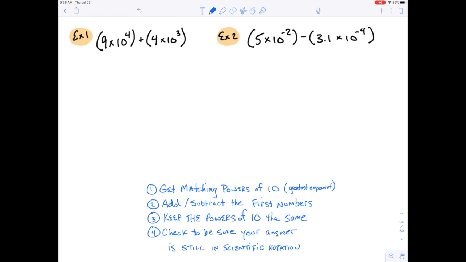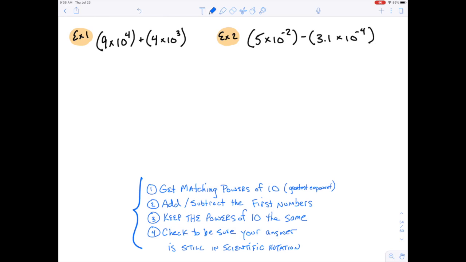When learning to add and subtract numbers in scientific notation, a lot is made of how easy or hard it might be. In my case, I've boiled it down to 4 steps that if you follow every time, you will always get the correct answer. So let's check out these first 4 steps, only 4 steps. So first, the key component here is get matching powers of 10.